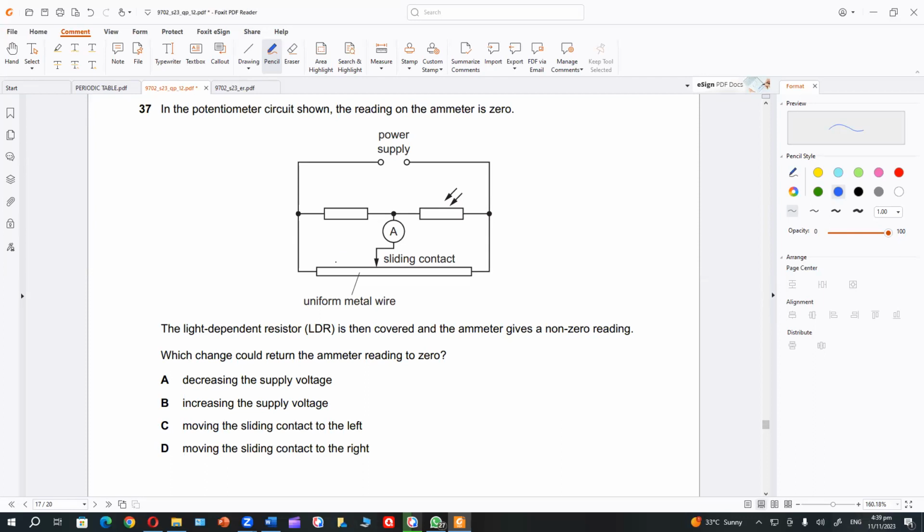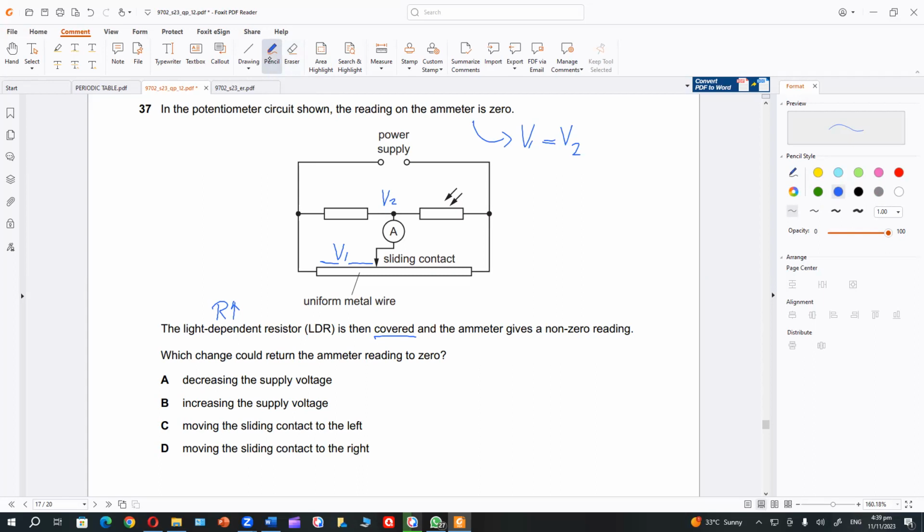So this is the position. Voltage this one and voltage this one. So when the ammeter is showing zero, it means V1 is equal to V2. We have covered it. Covered means that it's darkness. So LDR resistance will increase. The resistance will increase, so more voltage will come across the LDR. So 37, I have explained it again. So please give me the answer.